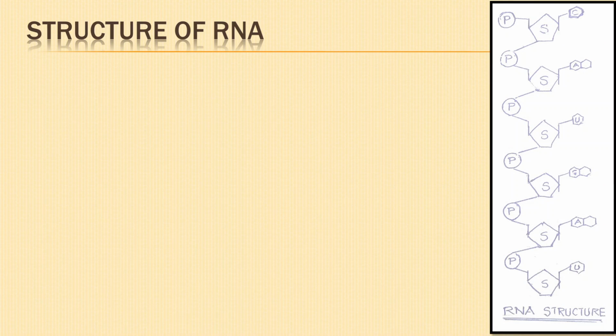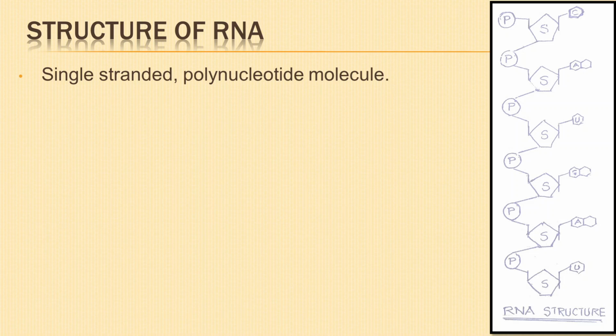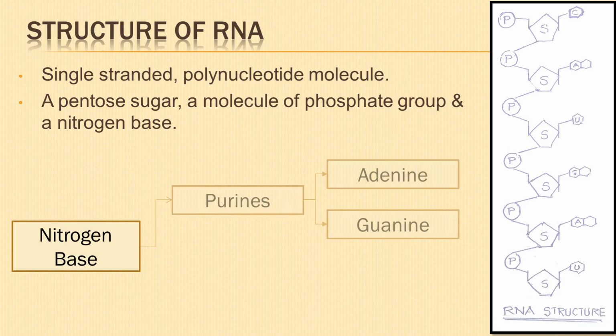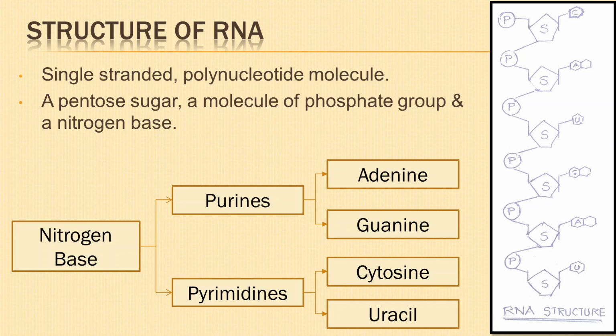Let us study the structure of RNA. The RNA molecule is a single-stranded structure. Chemically, it is a polynucleotide molecule. Each ribonucleotide contains a pentose sugar, a molecule of phosphate group, and a nitrogen base. The nitrogen bases of RNA are two purines, adenine and guanine, and two pyrimidines, cytosine and uracil.